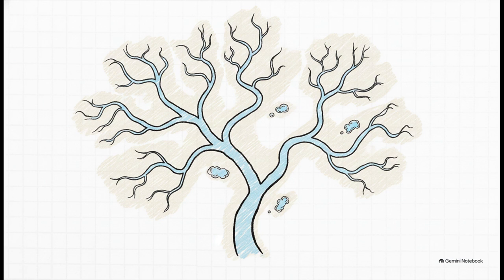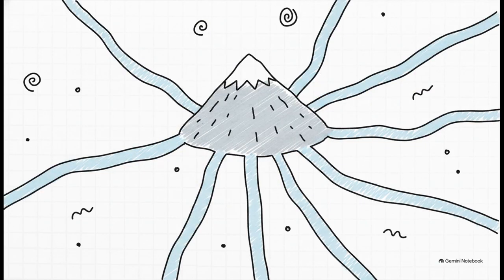This happens when rivers flow over rock that offers uniform resistance to erosion, and it's incredibly common in the vast, flat expanses of India's northern plains. Now contrast that with the radial pattern. Picture a bicycle wheel with spokes.